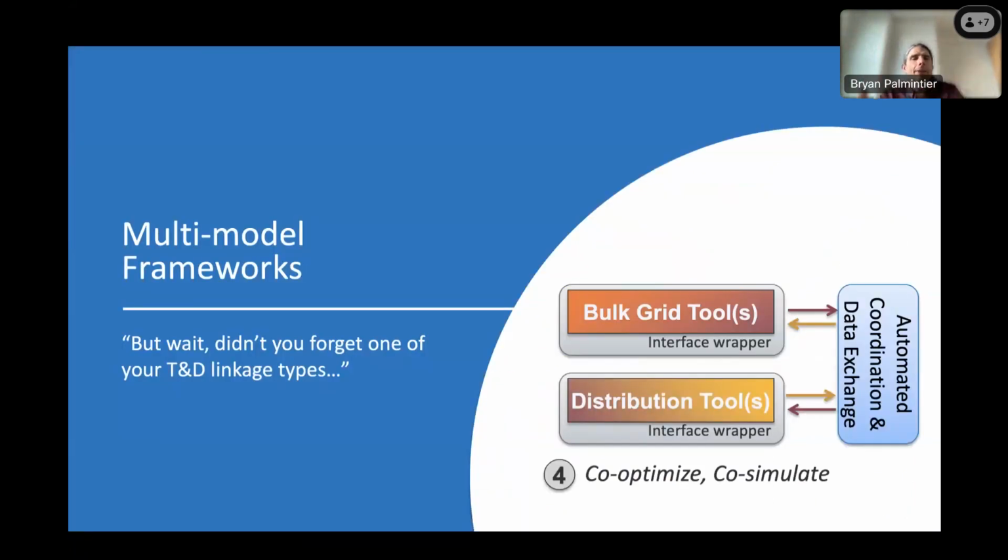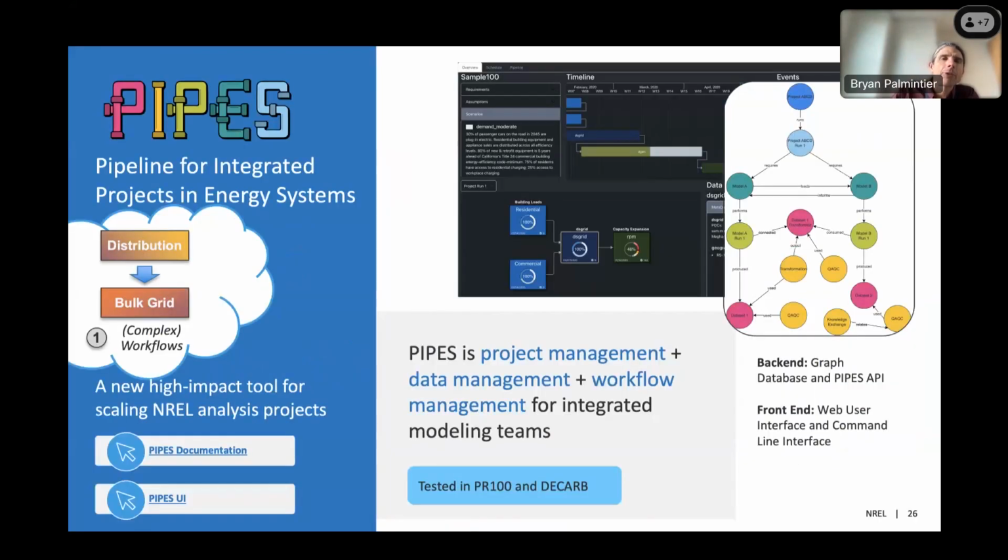And then the last thing I wanted to close with, there are still a few slides on these, is thinking about that fourth example of bringing the bulk side with the distribution side together through multi-model frameworks. And so I'll highlight a few of those.